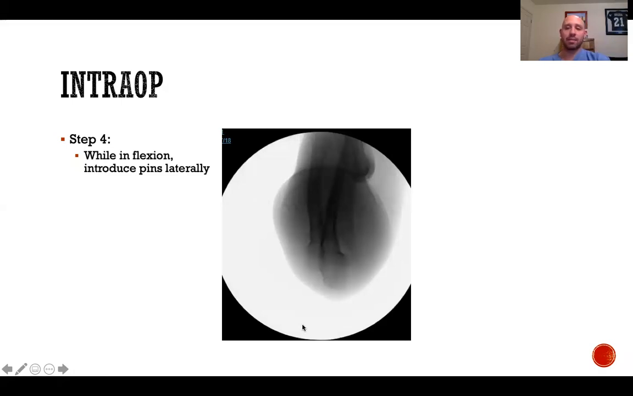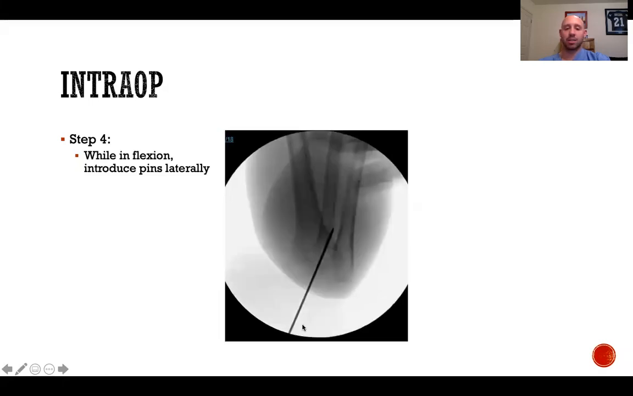And so, like I said before, lateral entry is much safer because you're staying away from the medial side, which has the ulnar nerve. And we're just taking pins and placing them percutaneously through the skin. So we're not doing an open incision. We're not looking for anything. We're just placing these percutaneously. And so we place our first one through the capitellum, which is here, and then through the medial cortex here.